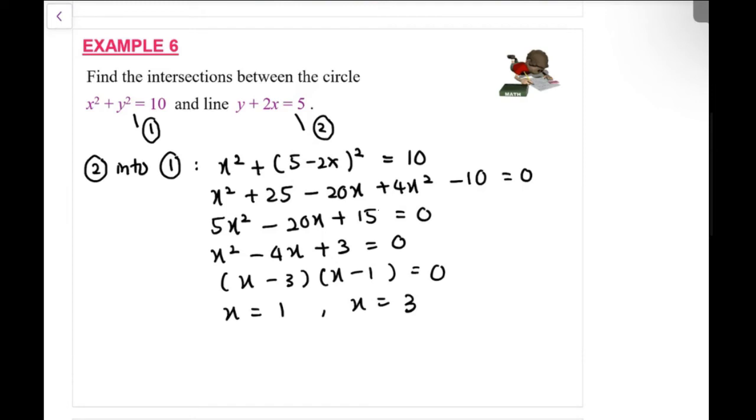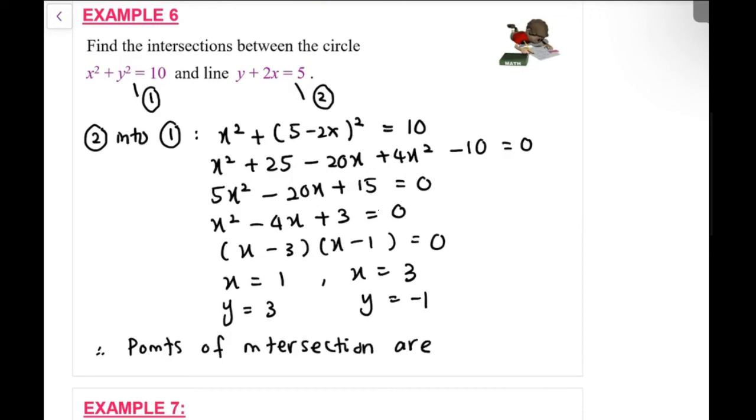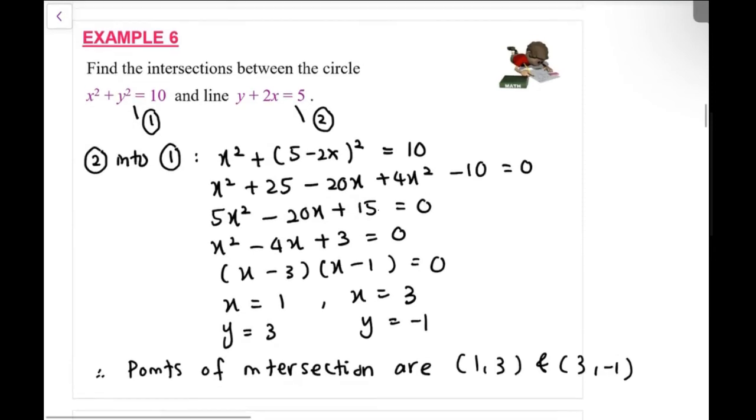Since the question asks for the intersection point, we have to find the y coordinate. So when x equal to 1, y will be 3. And when x equal to 3, y will be negative 1. So our points of intersection here are (1, 3) and (3, negative 1). Settle with the points of intersection.